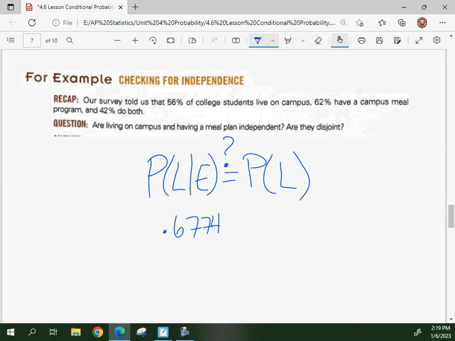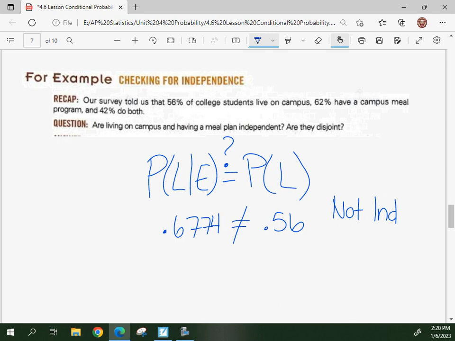The probability of living on campus given that you have a meal program is 0.6774. We just calculated that earlier. And we're told that the probability of living on campus, or the percentage of students who live on campus, is 0.56. And I think we can see pretty quickly that those two numbers are not the same. They're not equal. That means that these two events are not independent. That means that there is some relationship between living on campus and having a meal program.